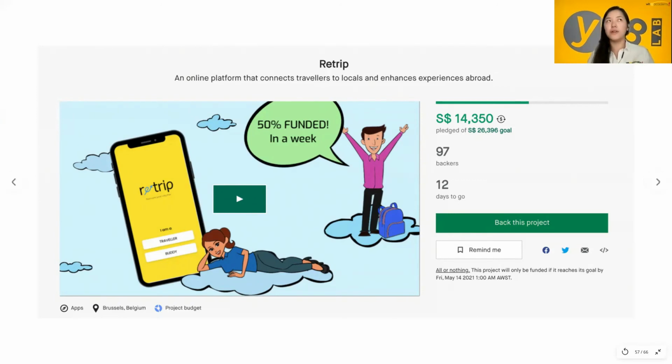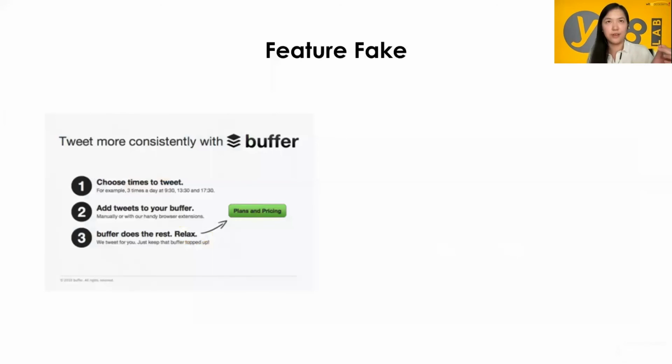Okay, however, if you want to take it up a notch, you can test your non-existing product without your users' knowledge by using a feature fake. So what's a feature fake? A feature fake is something like, for example, if I am offering a service, this is my service, and this is what I can do for you. Would you want this? So you are telling them that this service already exists.